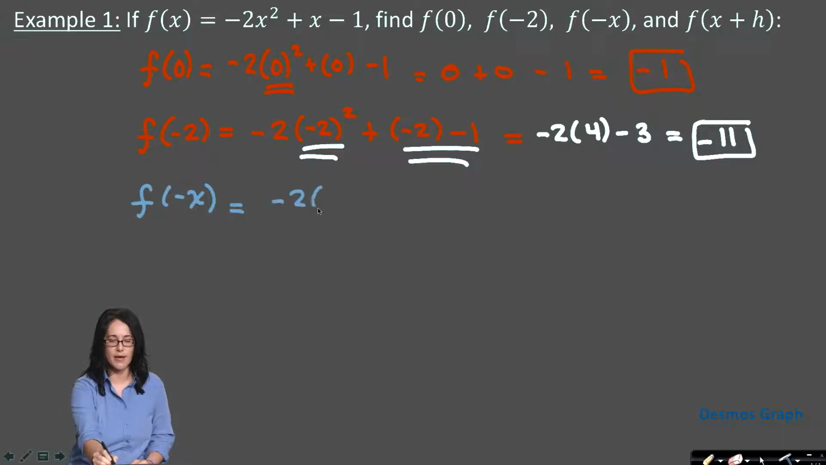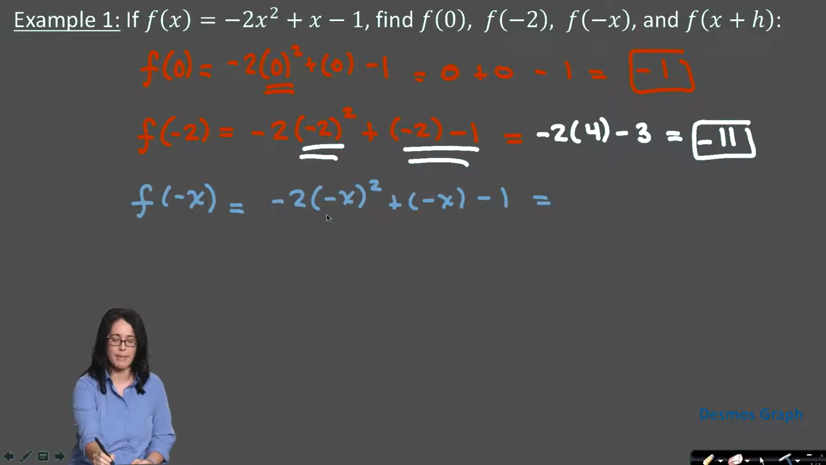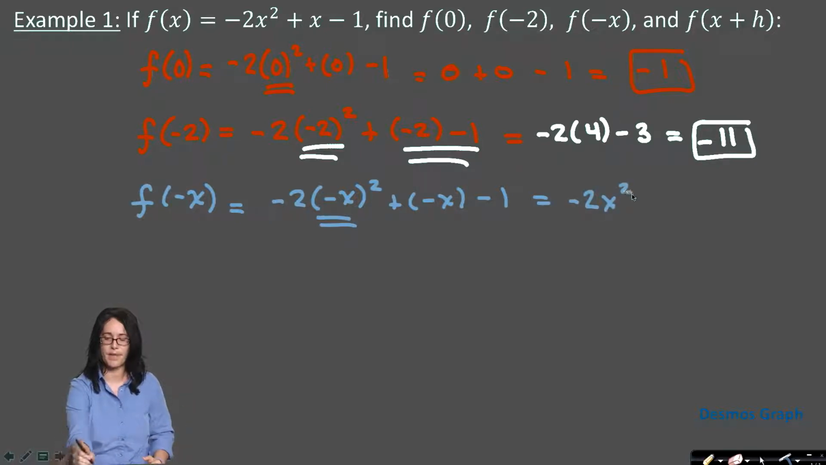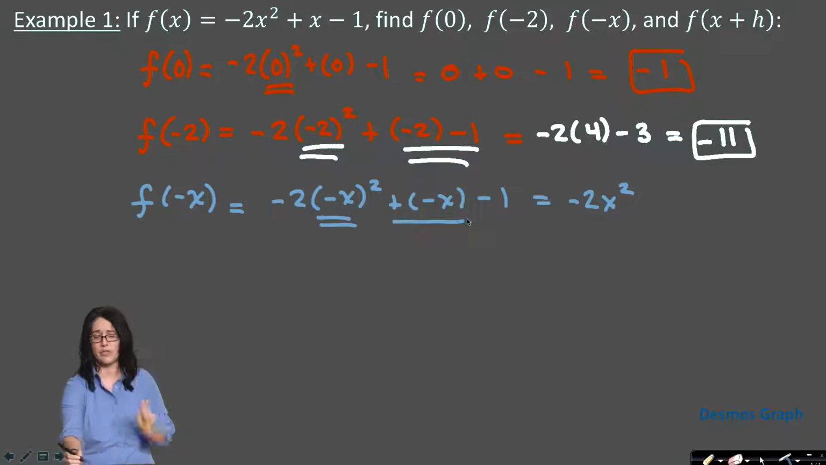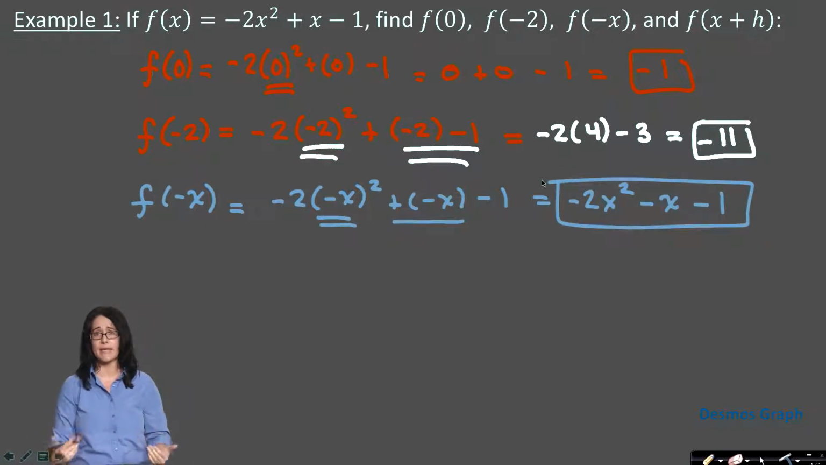Negative 2 times negative x to the second power plus negative x in parentheses minus 1. In this case, negative x gets squared, so that's a positive x squared. So that part's positive. So we really get negative 2 next to x squared, or negative 2x squared. Then we have a positive and a negative next to each other, so that's just a negative result, negative x, minus 1. So that would be our answer. That's the new output we get when we replace every input, x, with a negative x.